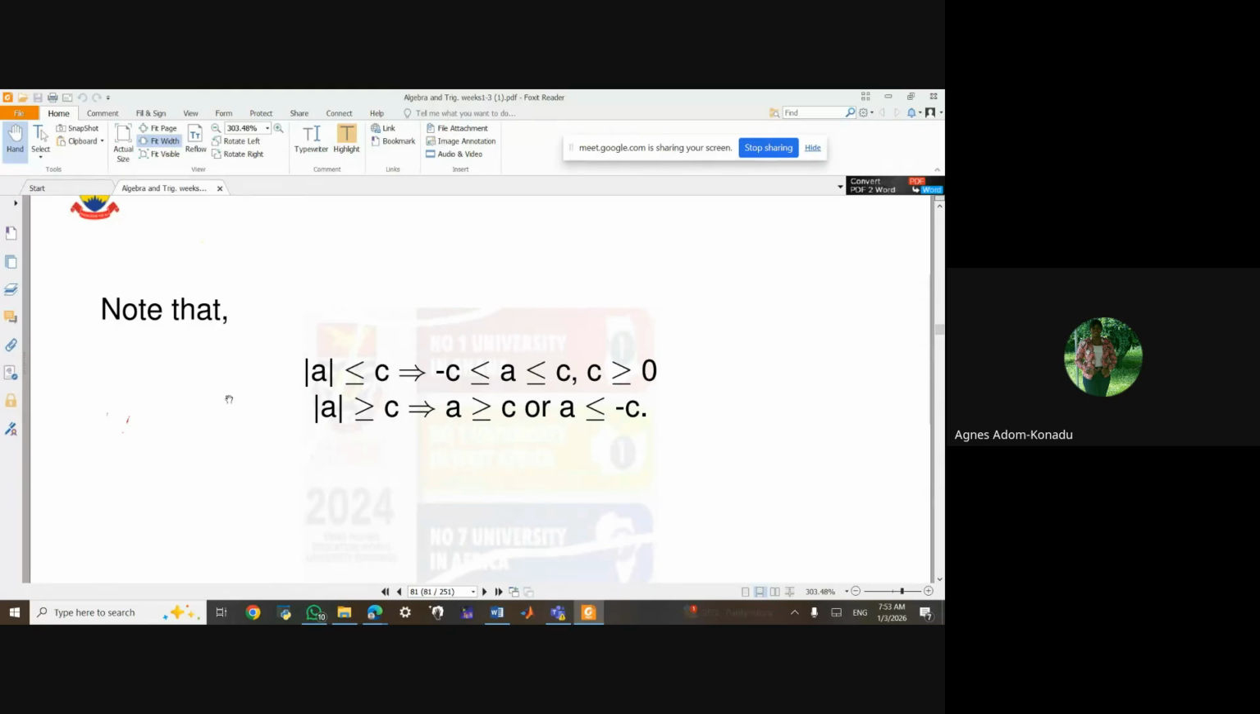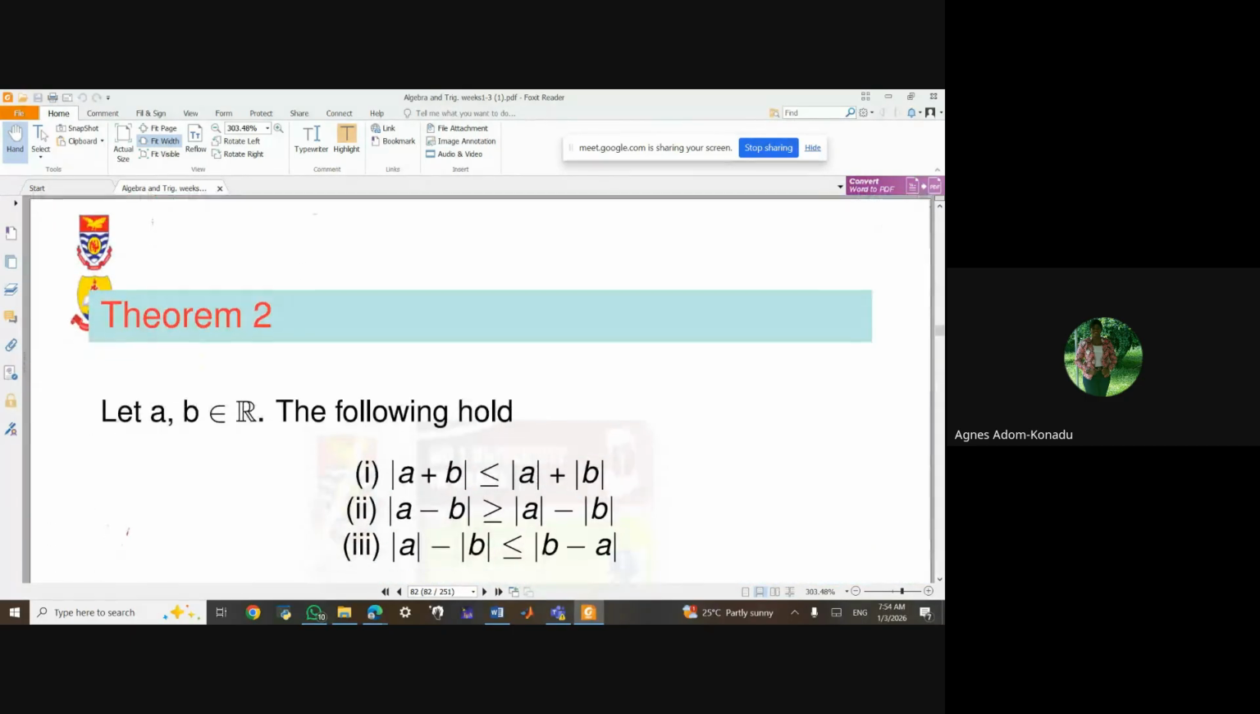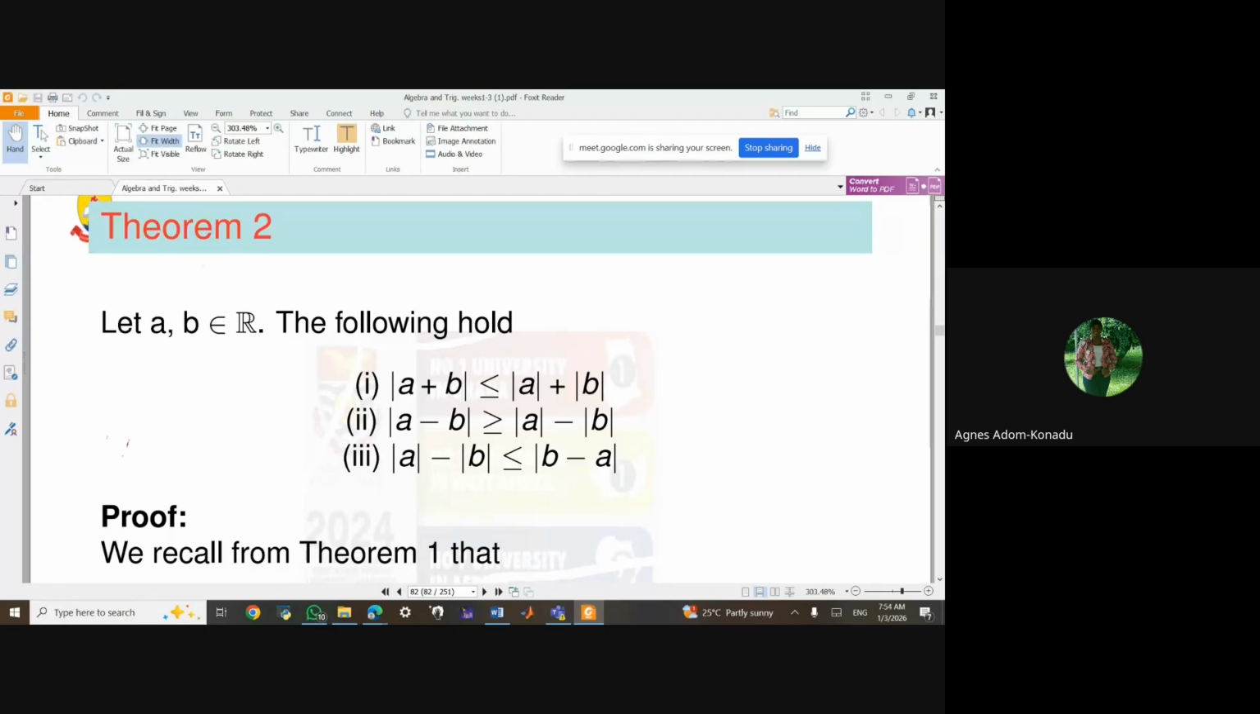Okay, so please you have to note this one too. That the absolute of A is less than or equal to C implies that my A lies between negative C and positive C, where C is greater than or equal to 0. Now, absolute of A greater than or equal to C implies that my A is greater than or equal to C, or my A is less than or equal to minus C. Please take note of these because we'll be using them. Okay, they are theories.